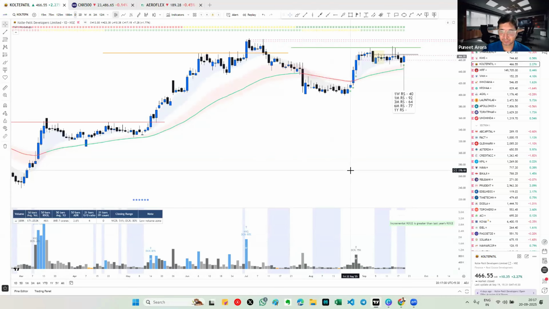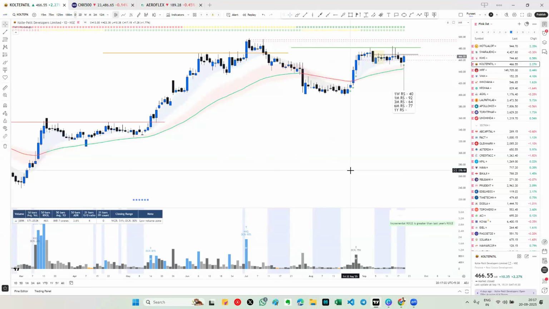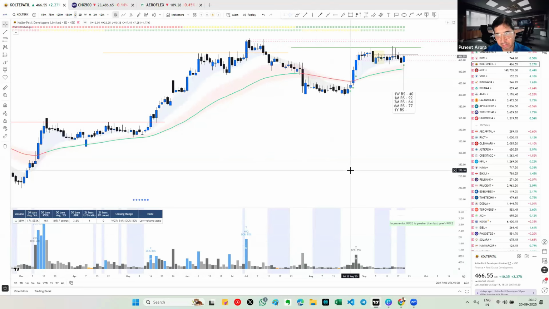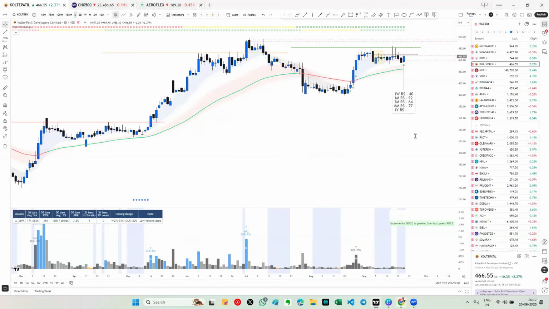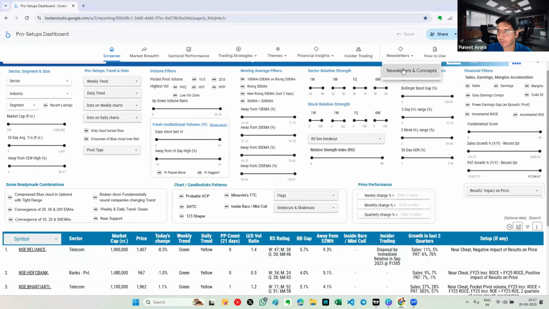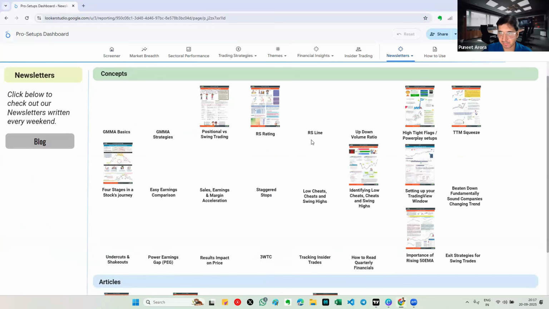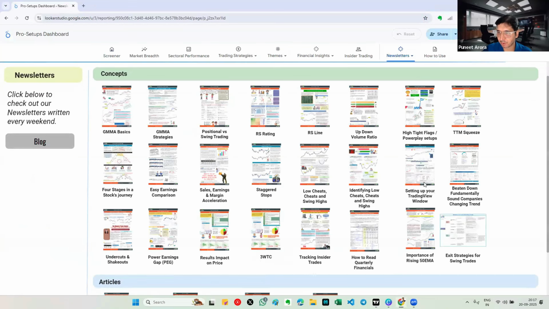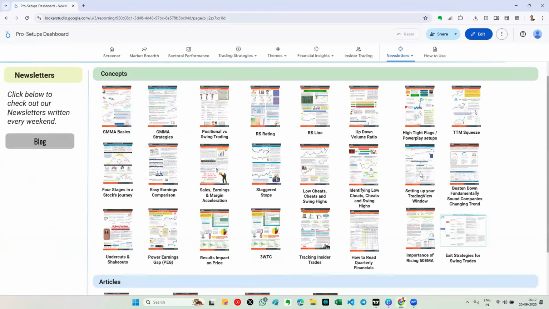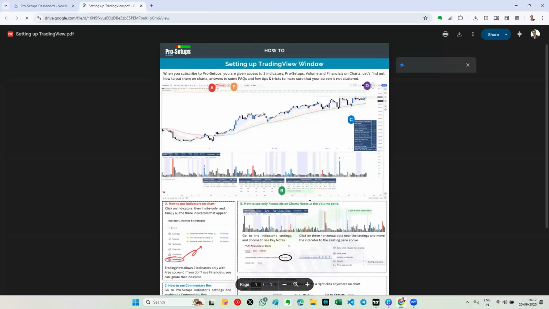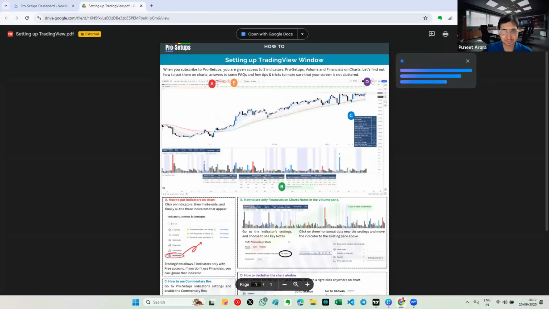Punit, it would be really helpful if you can paste a screenshot of this for us to set it up accordingly. I have actually made a note for this and shared it earlier. I will share the same thing again. If you go to the dashboard, let me see if we have it in the newsletters and concepts. Yes, Setting up your TradingView window. Okay, fine. Thank you. Use this.